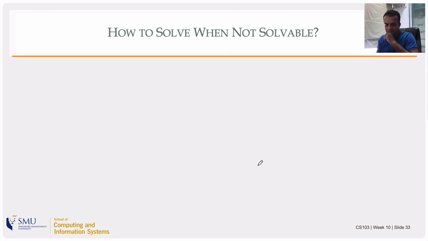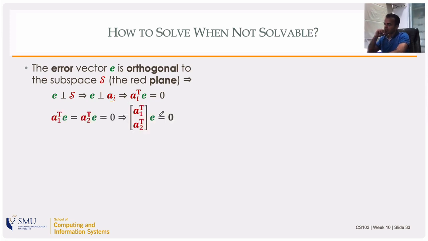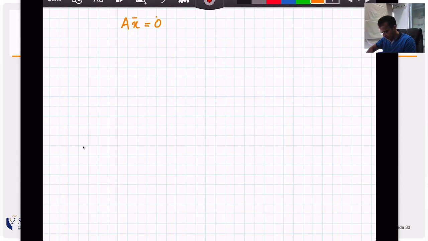Now, how do you solve the system of linear equations when it is actually not solvable? We say that the error vector is orthogonal to the subspace, the red plane. What that means is that the error vector is orthogonal to each one of the basis vectors of A. That means A transpose E is equal to 0. That is the definition of orthogonality. Error vector is orthogonal to each one of the basis vectors. So you have the vectors transposed as rows, and then you have the error vector, and A transpose and error vector multiplied will give you the 0 vector.